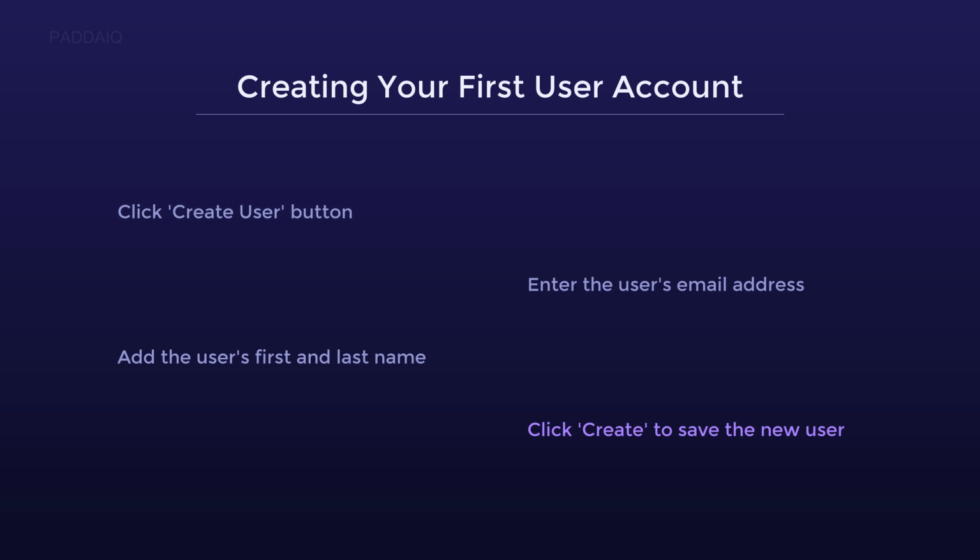Click Create to save the new user. This finalizes the setup by storing all the entered details in the system, making the account active and ready for use. For instance, after filling in an employee's name and email during onboarding, clicking Create officially adds them. Always confirm this step to ensure the user is properly registered.